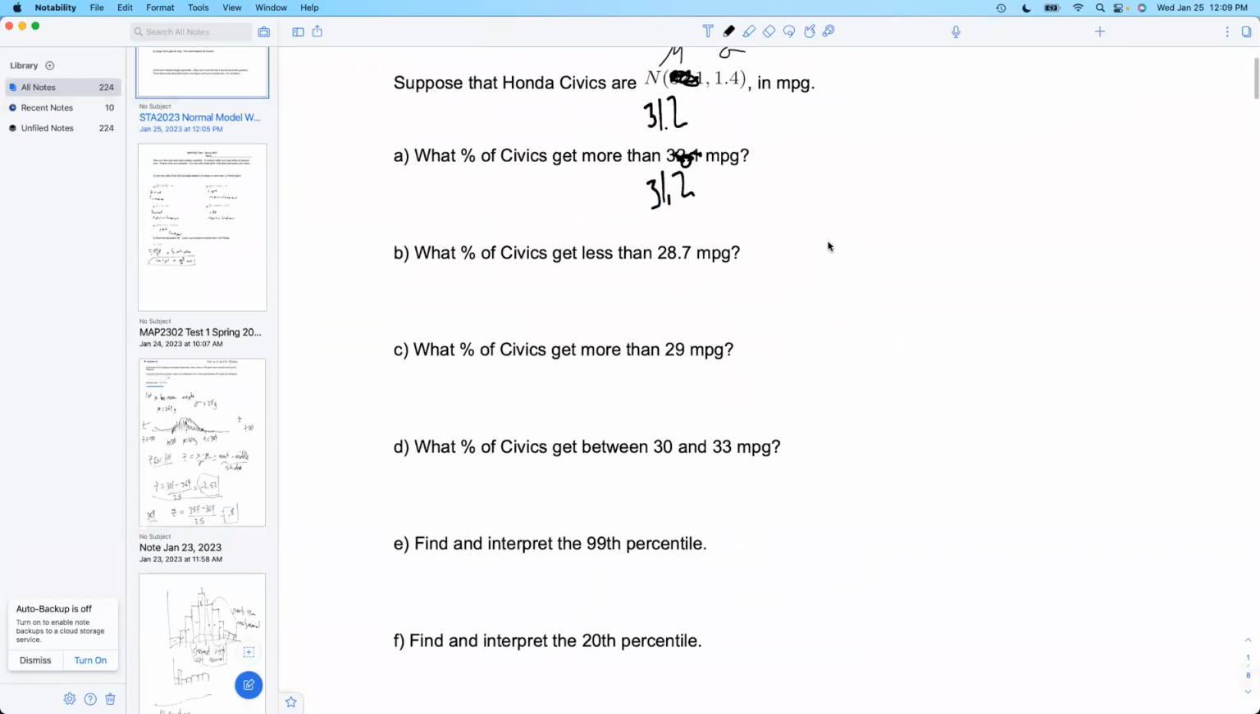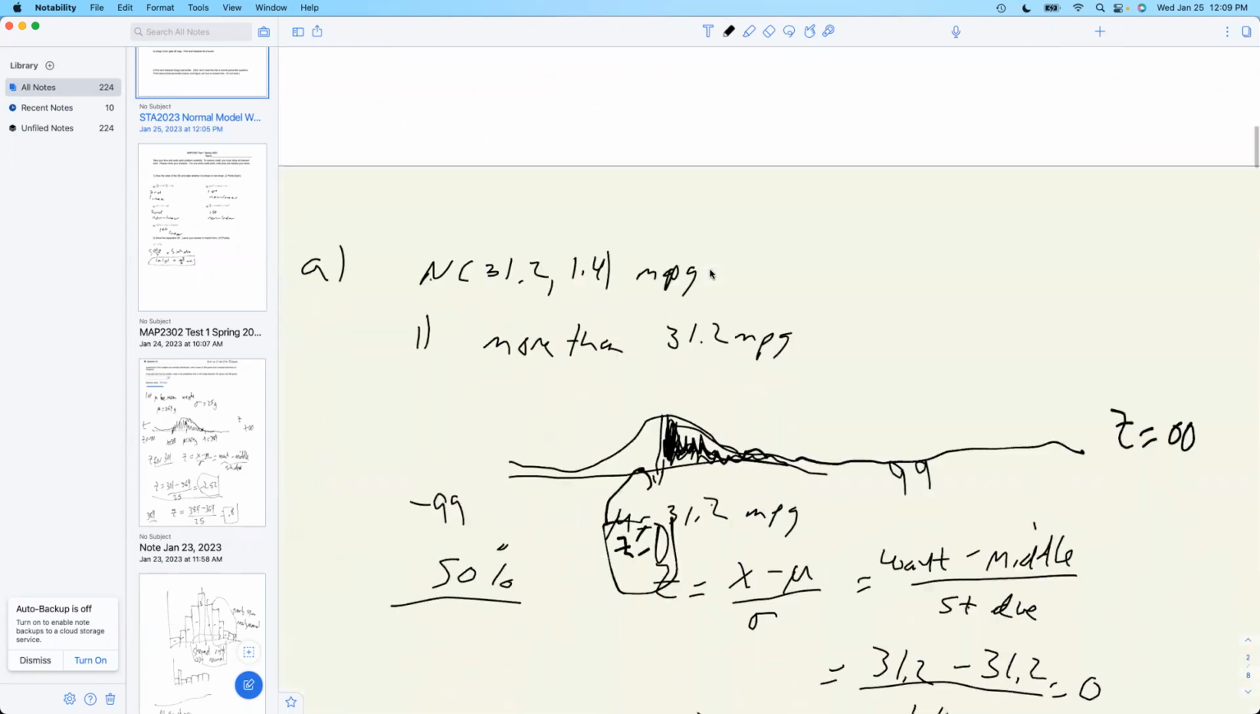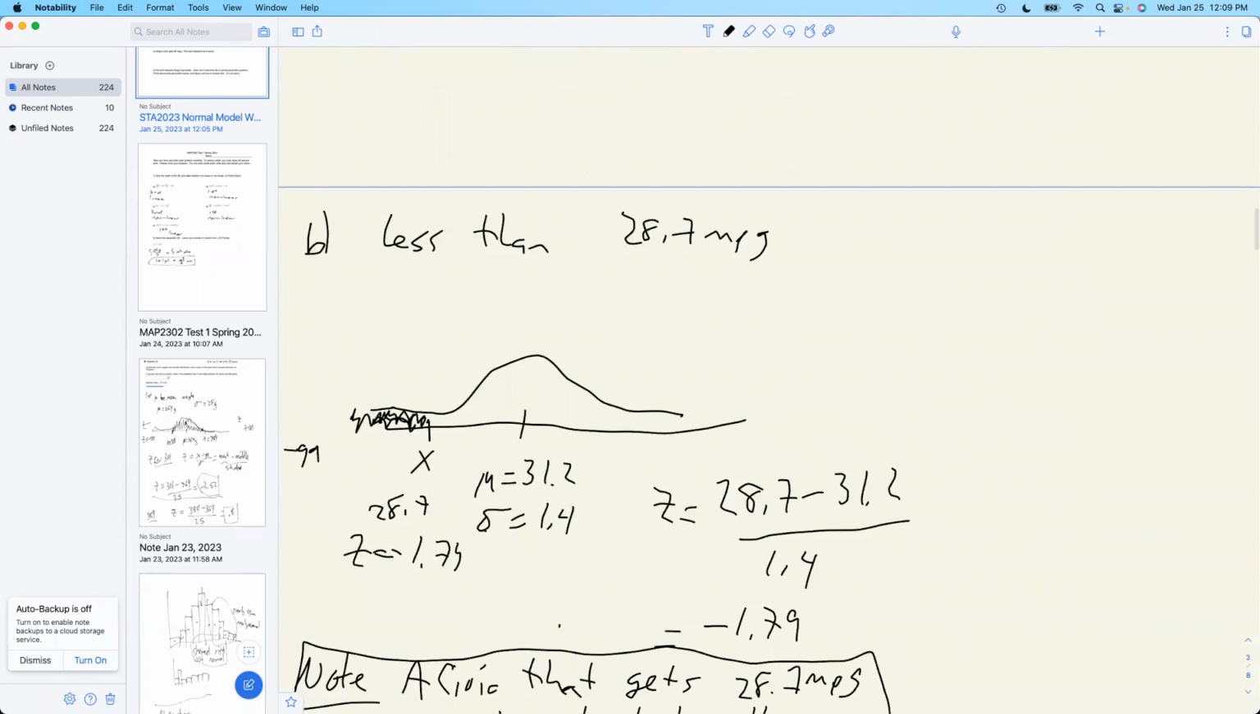Hey, what about B? What percent get less than 28.7? So we're going to play the same game. We're going to draw our picture. Right in the middle is the population mean, 31.2. 28.7 is way down here. That 28 is less than 31. And the question says, I'm shading below here because it says less than. So I've shaded everything below that. So I just want to figure out this little area here.